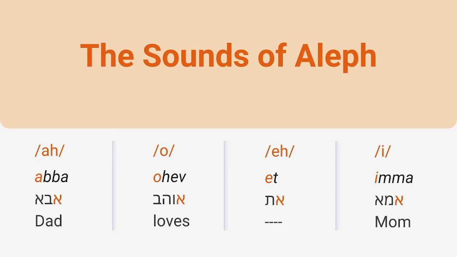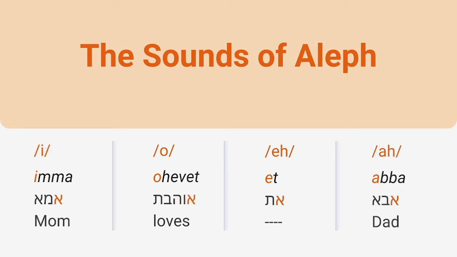By the way, if you want to flip it and say, mom loves dad, we can say, ima ohevet et abba. Now let's look at some aleph words.